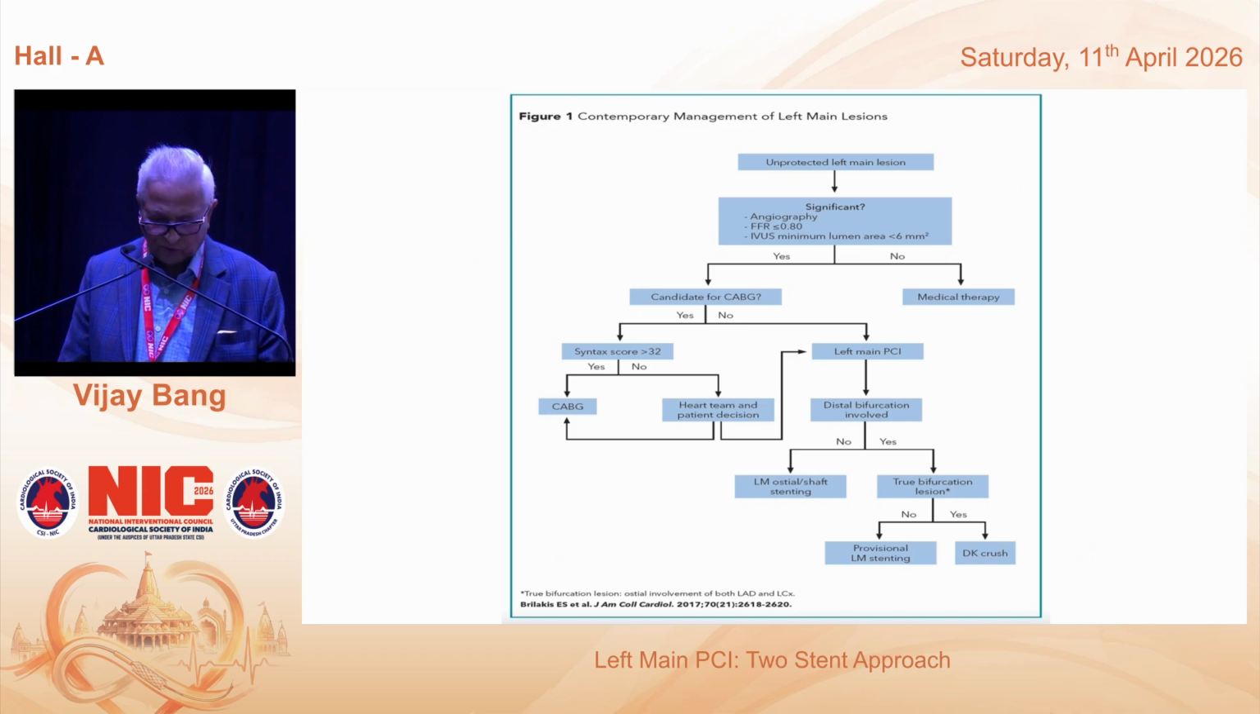Now, what is the current approach? What we follow is, if we have an unprotected left main and we see angiographically there is a lesion, we should do FFR and IVUS and see if it is critical or not. If yes, then look at the SYNTAX score. If it is more than 32, CABG. If more than 32, but STS score is high and patient is not suitable for CABG, heart team approach and left main PCI. If left main lesion is distal, and it is a true bifurcation lesion, then DK crush. If no true bifurcation lesion, then provisional left main stenting should be considered.